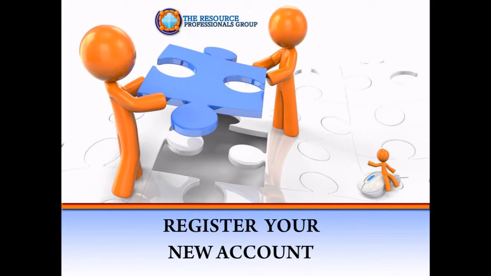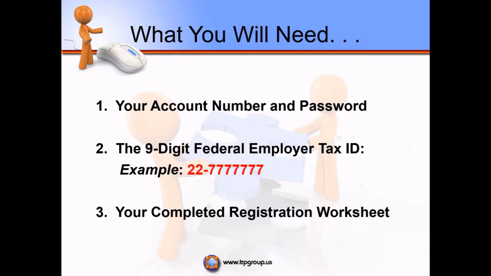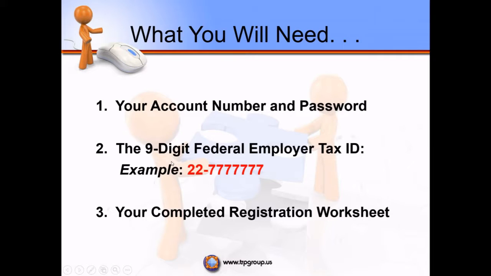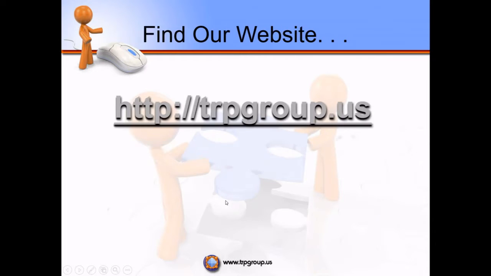You'll want to have a few things on hand before you get started. You'll need your account number and password to log in. For more on this, please see the video entitled How to Log In, Change Your Password, and Get Help. And you'll need the 9-digit Federal Employer Tax ID belonging to the owner of your lodging establishment. This is always 2 numbers followed by a hyphen, followed by 7 more numbers, as in this example. It'll also be useful if you have completed the registration worksheet we provided and have it close by.